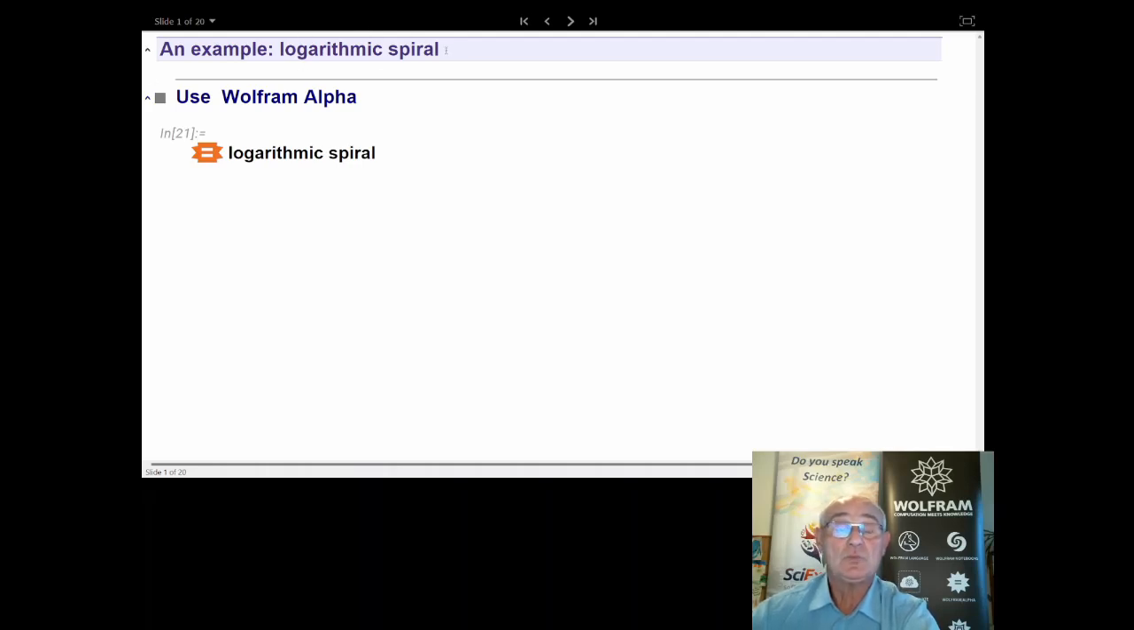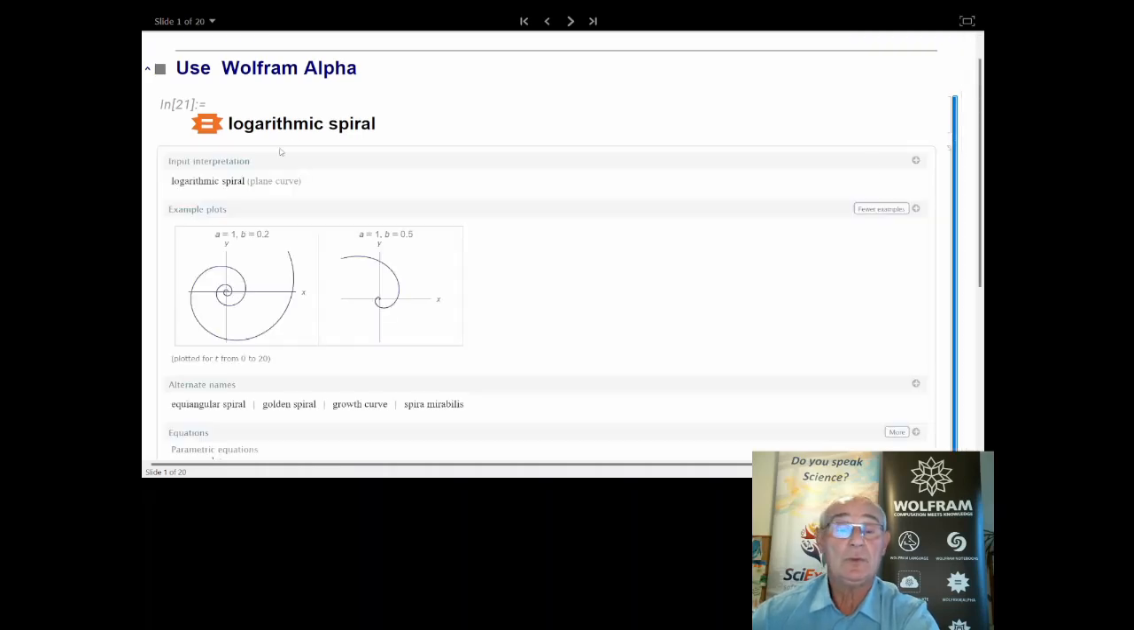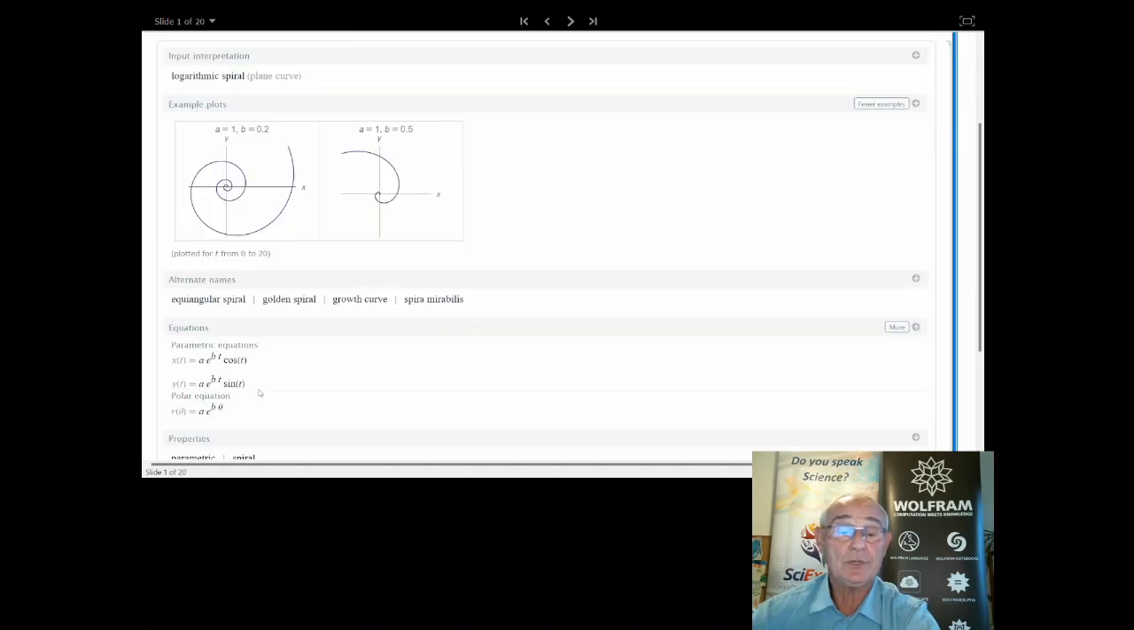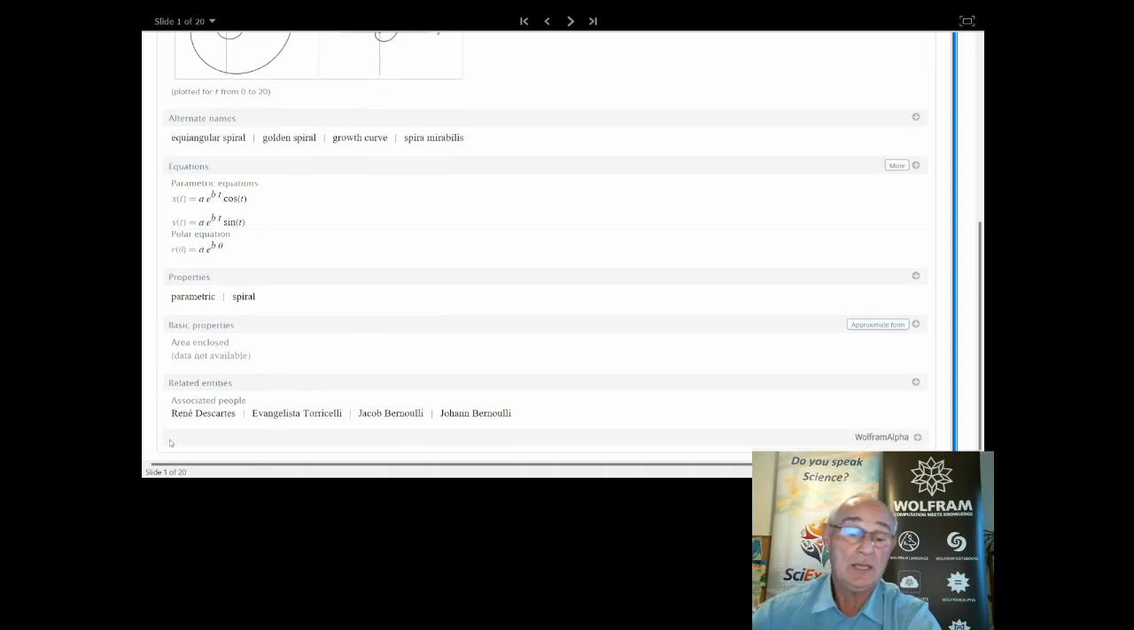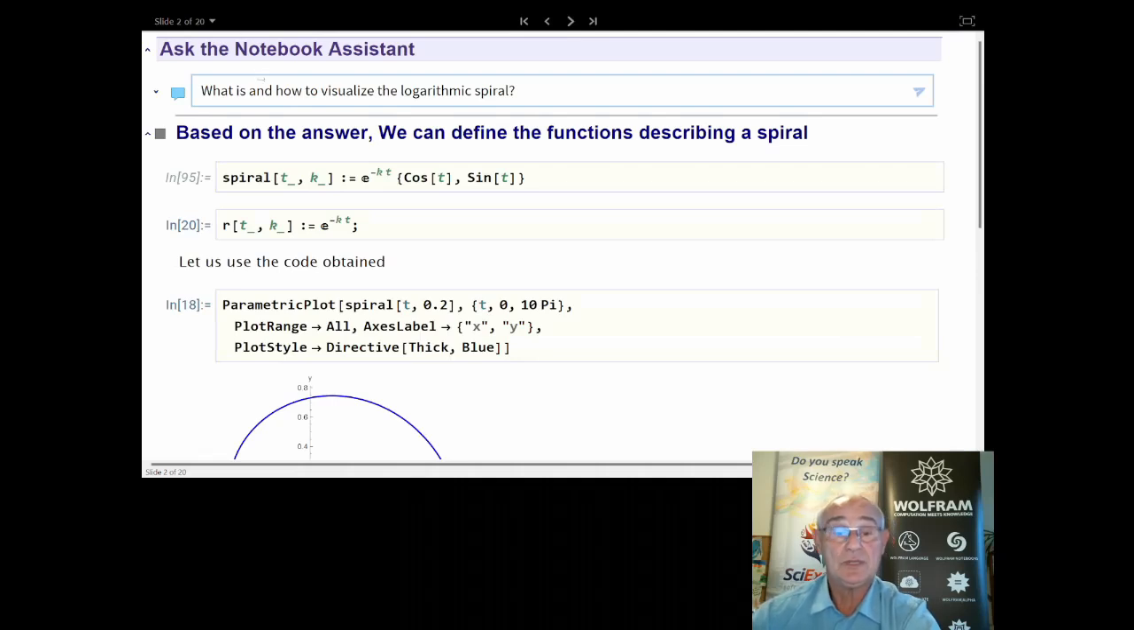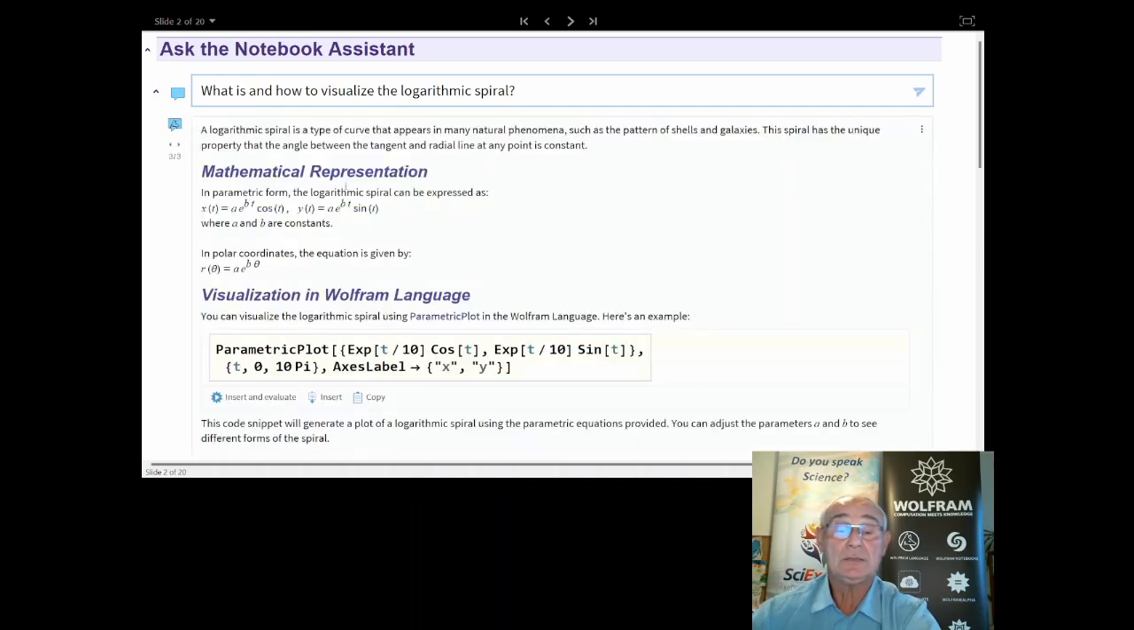That's the logarithmic spiral. Actually, asking Wolfram Alpha and receiving the answer, I receive some particular figures and the general formula in Cartesian coordinates and also in polar coordinates, and also some researchers who dealt with it. Now ask the Wolfram Notebook Assistant, what is and how to visualize this logarithmic spiral. Based on the answer, we can define the functions describing the spiral, but let's consider the answer.